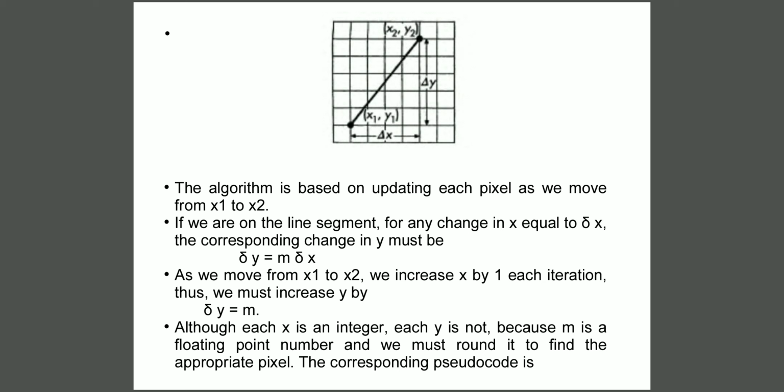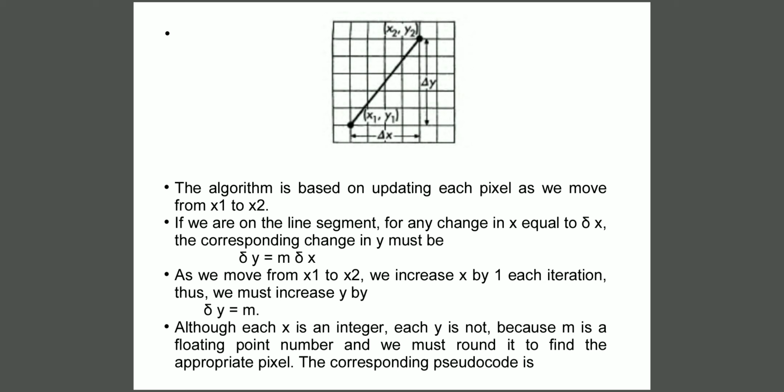Now in the previous slide we discussed how to calculate the m value, that is the slope value. The m value can be calculated as m equal to delta y divided by delta x, which can also be written as delta y equal to m into delta x. As I said, the x value will change by 1 each time. That means we will increment the x coordinate value each time by 1 from x1 to x2. So the change in the x value, that is delta x, will become 1. So we can write that relation as delta y equal to m.